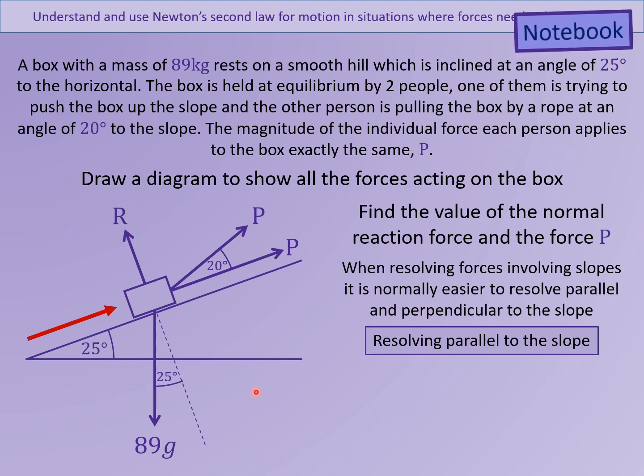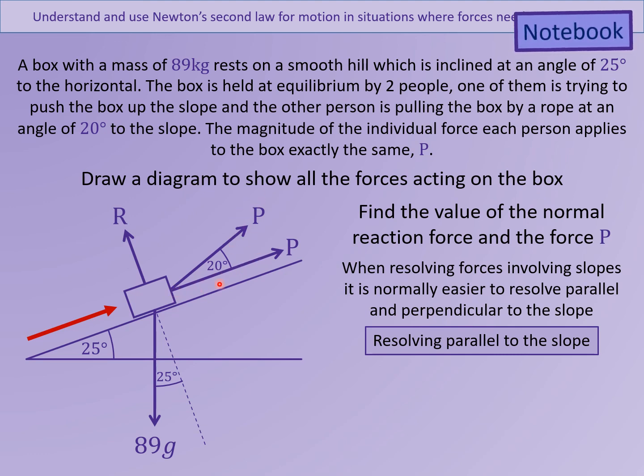So what forces are parallel to the slope? Well, certainly this P is. The person pushing that box parallel to the slope, that P is parallel all the way up. The other bits though are a bit of this one here. So this person who's pulling at 20 degrees, they have got P cos 20 pulling up the slope.